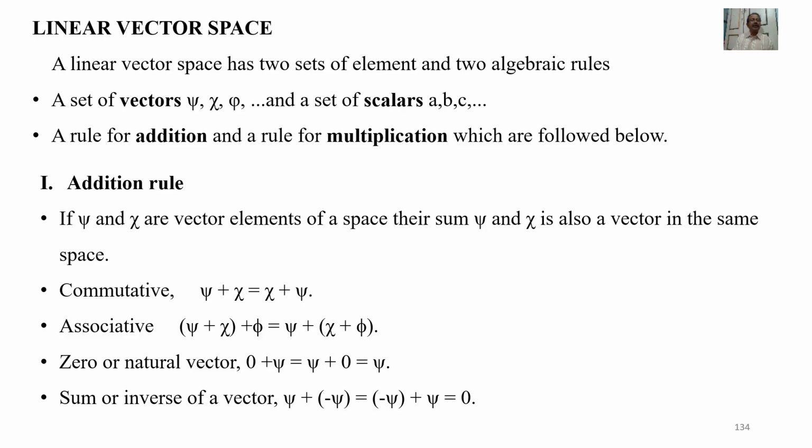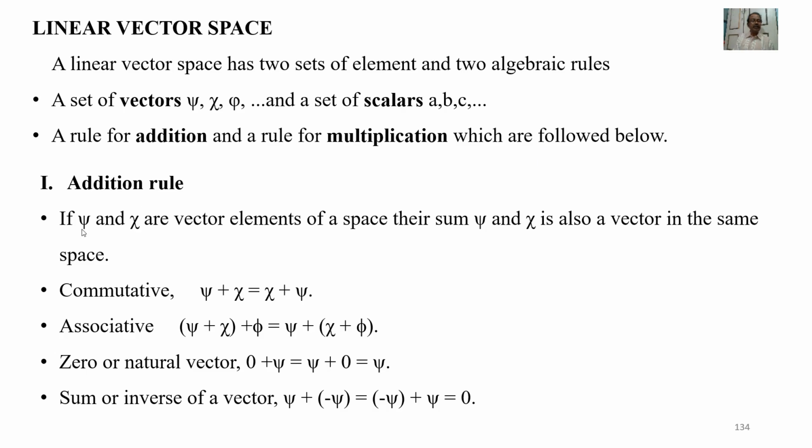A linear vector space has two sets of elements and two algebraic rules. A set of vectors psi, chi, phi, delta, lambda. Those elements are called vectors. And a set of scalars a, b, c, d, and so on. A rule for addition and a rule for multiplication, which are followed below. The first one is the addition rule.